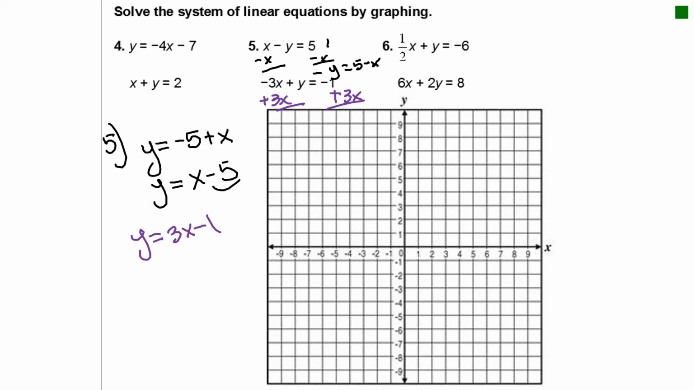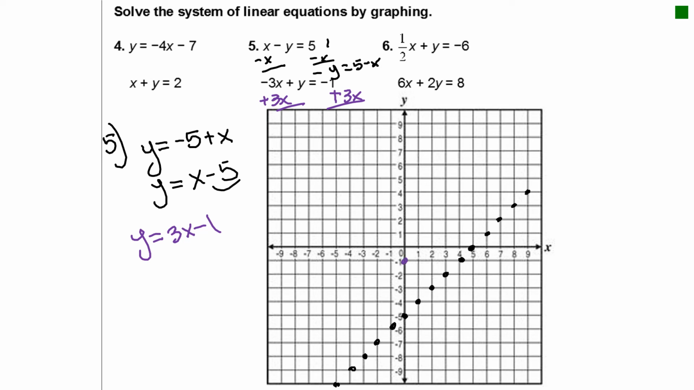Intercept is -5, and we go up 1 over 1, up 1, right 1, up 1, right 1. Going to keep going until I think I have enough points. And go the opposite direction just in case. All right, now we're going to graph our second equation.